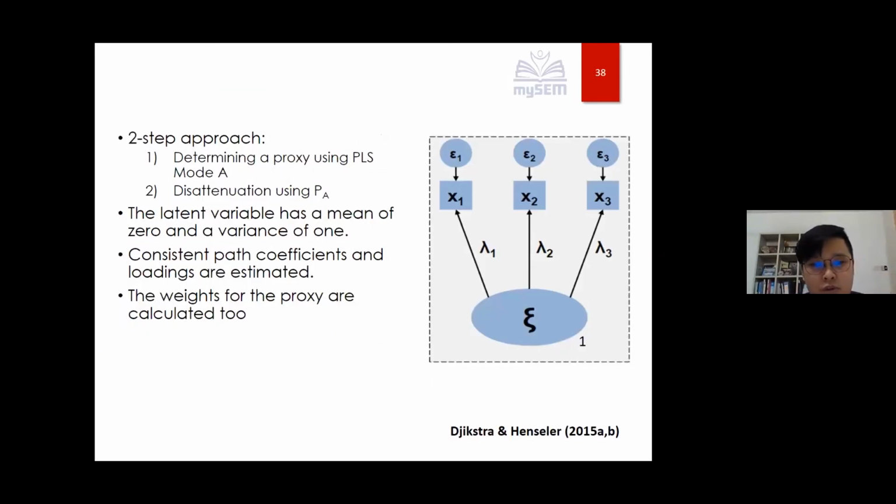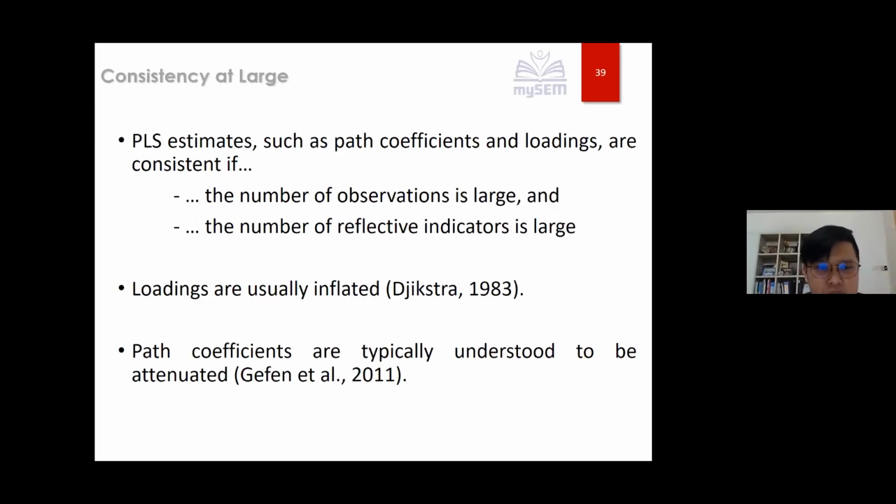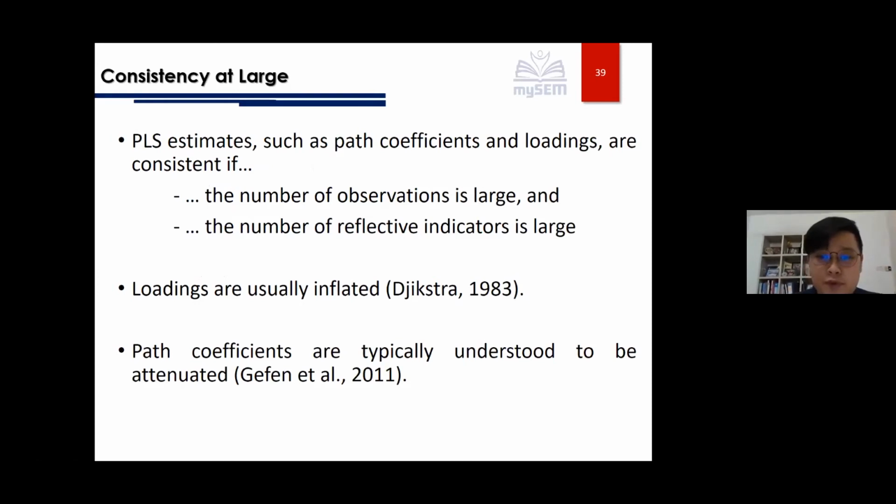Okay, so back to this one, we have explained. In PLS, when we look at the traditional way of doing PLS reflective, we always assume that when you run a reflective in PLS, we need a large number of observations as well as a large number of reflective indicators. Why? This is according to Herman Wold himself, 1982.